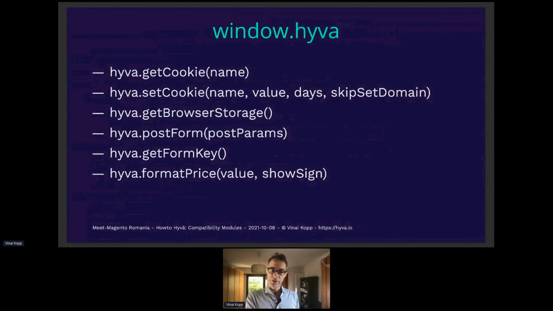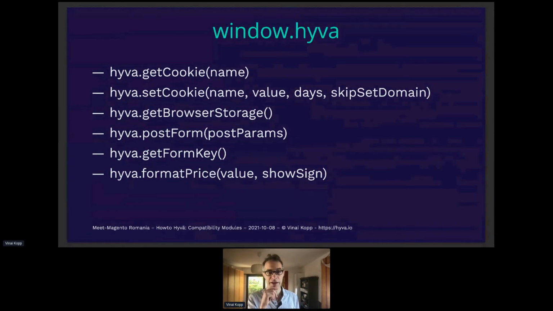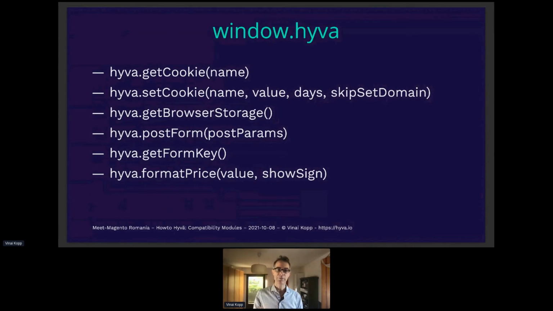Then there are some little utility methods provided by Hyvä, because they're so commonly used on pretty much every page. There's Hyva, a global variable. You can access it from anywhere; it's on the window object. And there's getCookie and setCookie, and getBrowserStorage, which deals with a few inconsistencies on Safari Mobile. There's postForm, which allows us to just take a jQuery object and post it as a form, as key value pairs. And getFormKey, again useful for doing any kind of Ajax requests that involve POST requests. And for rendering prices, there's formatPrice.